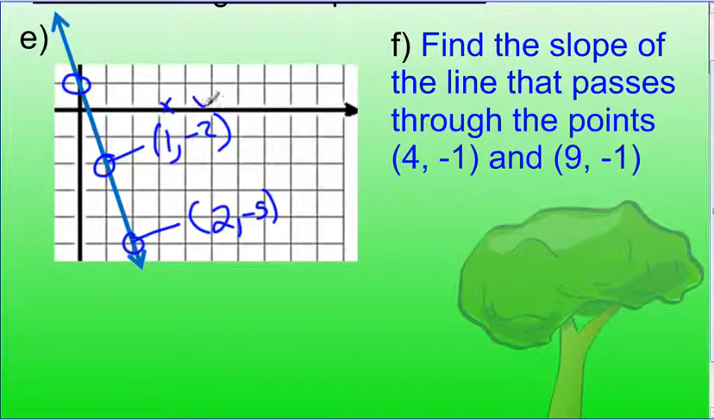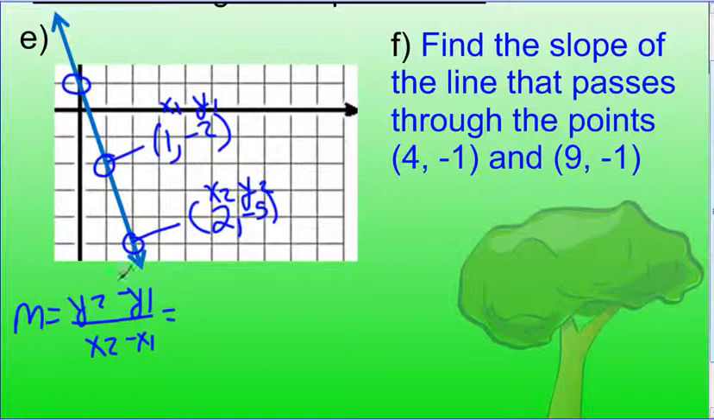This is the x, this is the y, this is the x, this is the y, 0.1, 0.1, 0.2, 0.2. Alright, m equals y2 minus y1 over x2 minus x1. y2 is -5 minus y1 is -2. x2 is 2 minus x1 is 1.